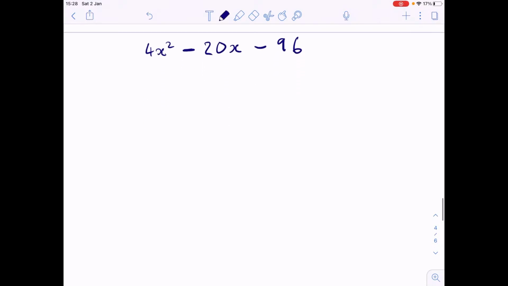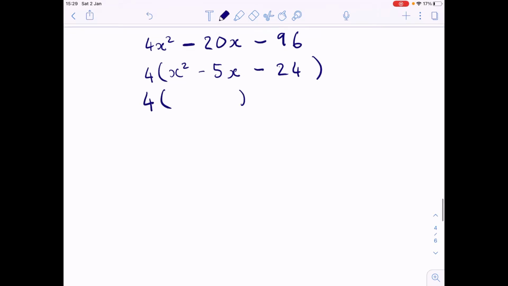And the final one of the examples that I've written down. We have a common factor of 4 through everything. So I can take 4 out, and this would leave me with x squared minus 5x. And what does this go into? 80 would be 20, so I think we've got 24 again. So again, 4 goes outside my 2 brackets.